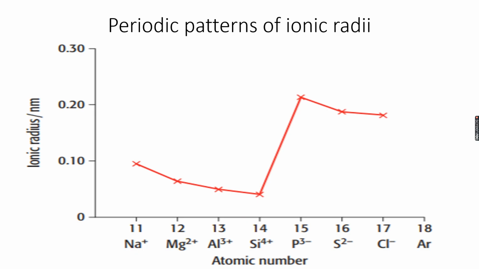So because we are losing the outermost shell from sodium to silicon, we automatically have a smaller radius, because we have one less shell than before, right? We have one less shell, so we automatically have a smaller radius.